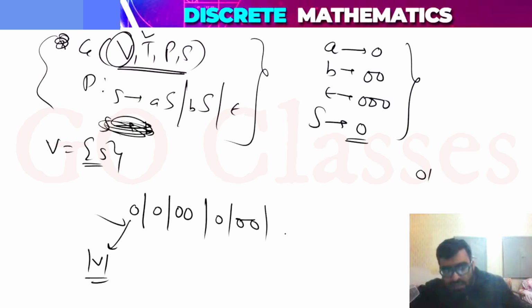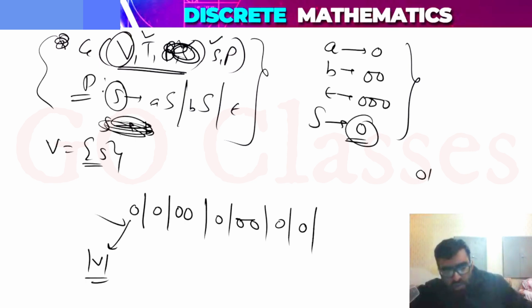Then I will ask, what is your start symbol? Let's assume it is S. The start symbol is basically 0, so I will put it like this. Then I will ask, what is the set of productions? The productions are basically S going to AS. S means 0, so 0 is going to AS. A means 0, S means 0. Maybe I will have to put 1 here and 1 here, but you are getting my point.